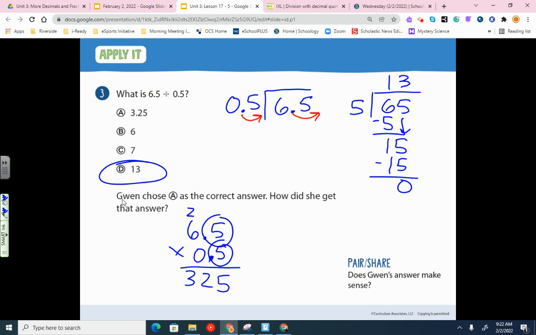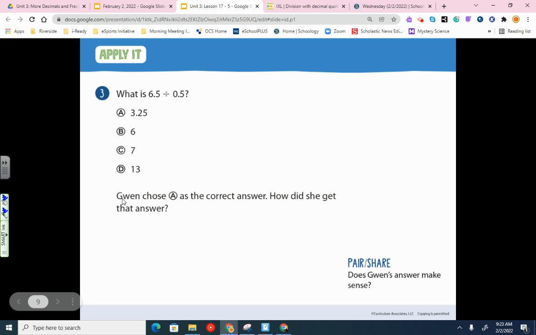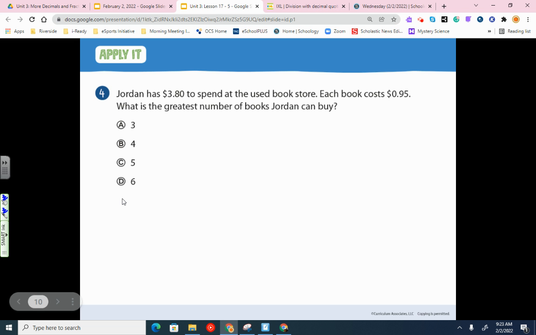She moved 1, 2 spaces over. She multiplied. So she just used a different operation. I couldn't for the life of me figure out how she got that answer. But yeah, this is not the answer, because that's what you get if you multiply the two numbers. We should be dividing. Let's look across at the next page.